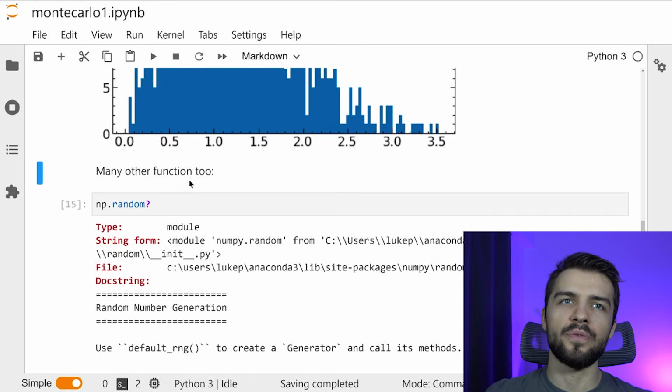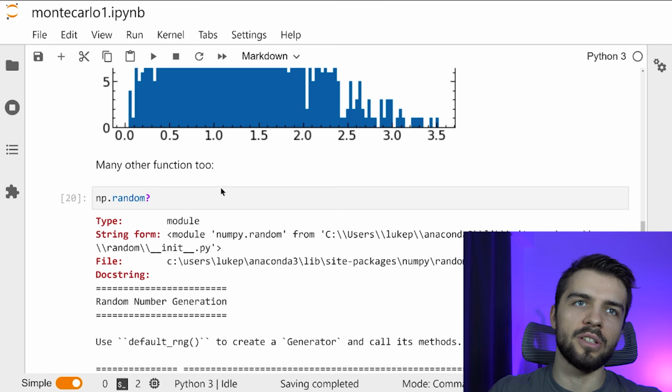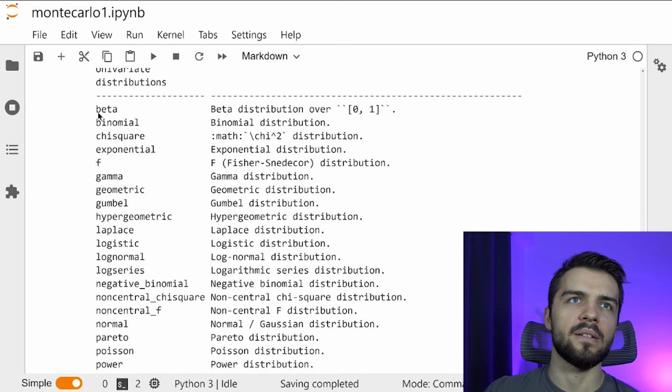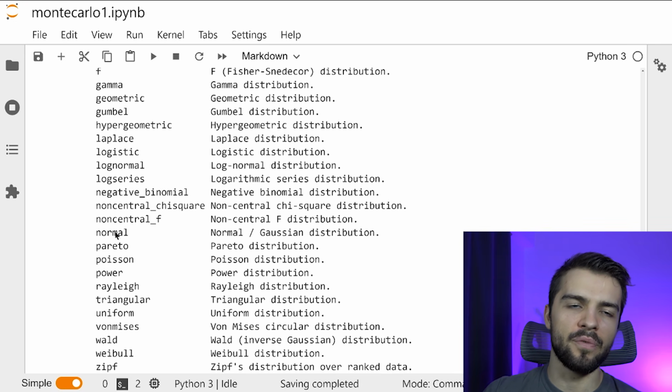And there are lots of other functions in numpy.random. And so we can actually look here at all the different types of functions. And you can see if I scroll down, we've got beta distribution, binomial, chi-squared, exponential, Fisher distribution, gamma, geometric. So all of these are available to you.